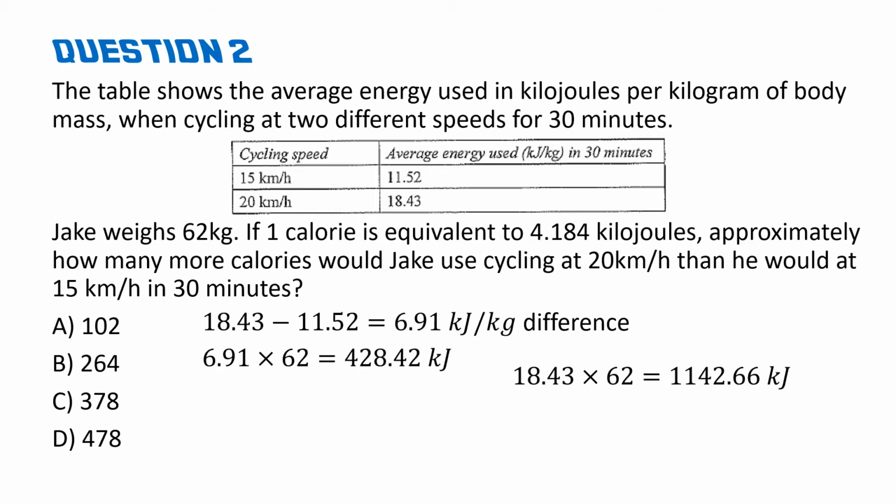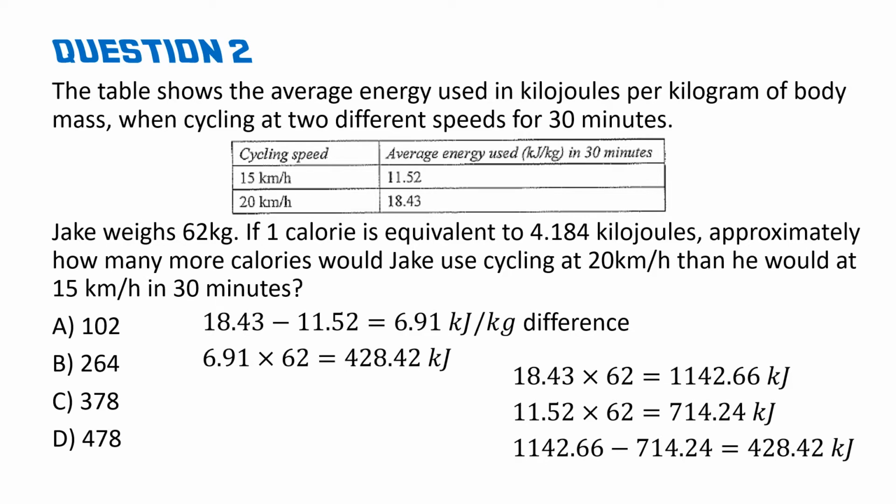So if we do 18.43, which is the 20 kilometers per hour, we multiply that by 62 to find out that Jake would use a total of 1,142.66 kilojoules. And then we did the same thing for 15. So we're going to do 11.52 times 62 to work out that if he was only cycling at 15 kilometers per hour, he would need a total of 714 kilojoules. Again, we want to find, well, what's the difference between those two? Lo and behold, again, we get our 428.42 kilojoules.